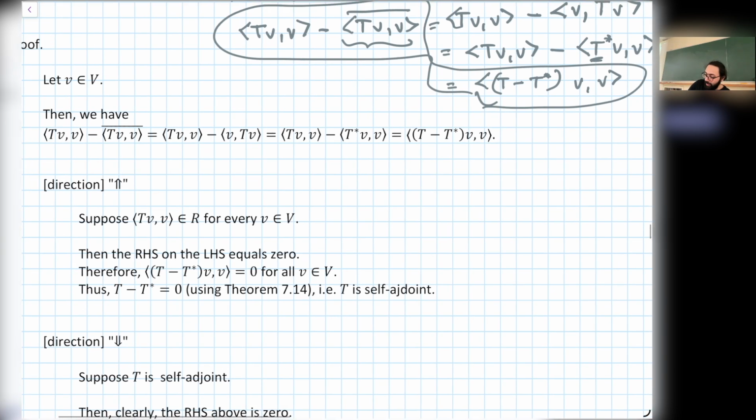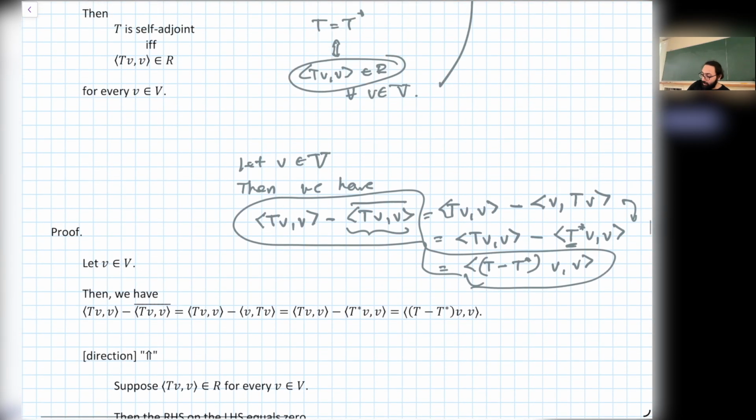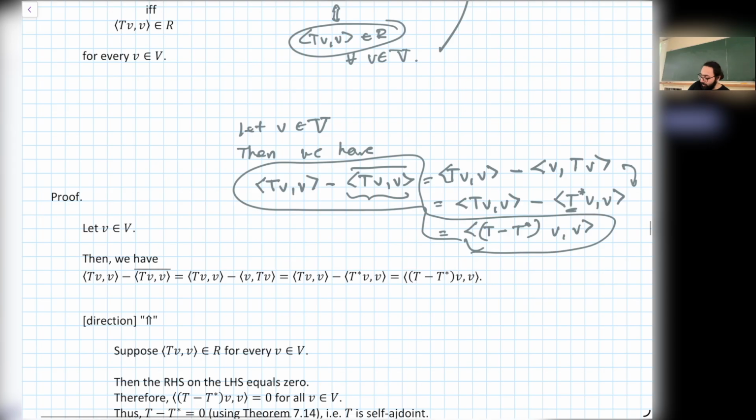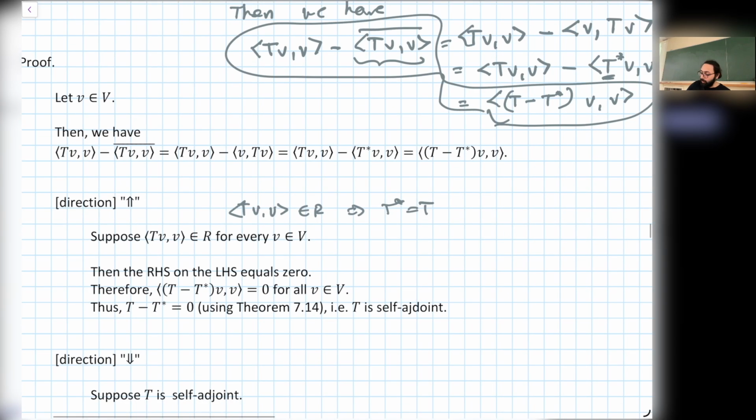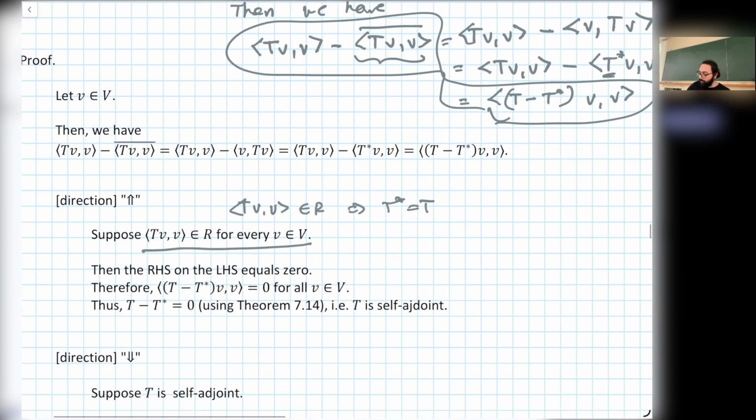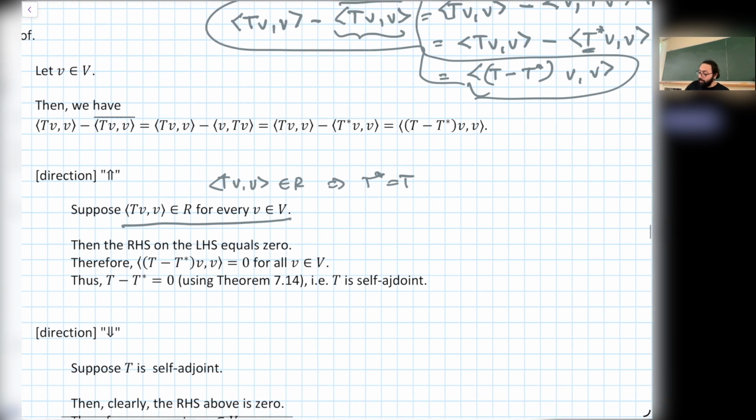Now, there's an equivalence, so we have to show both directions. For the forward direction, we're going to assume the inner product ⟨Tv, v⟩ belongs to the reals for all v, and from this we want to conclude T star equals T. That's the direction we want to do first. Right, so we are given that ⟨Tv, v⟩ is a real number. Now let's look at the right-hand side.